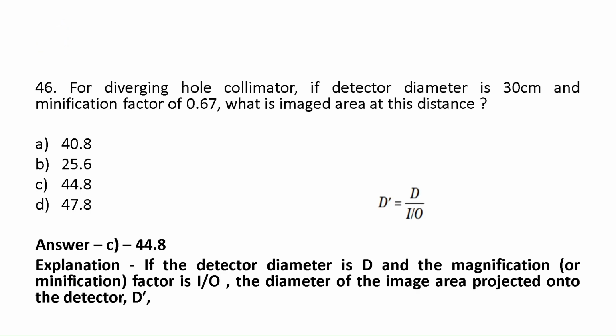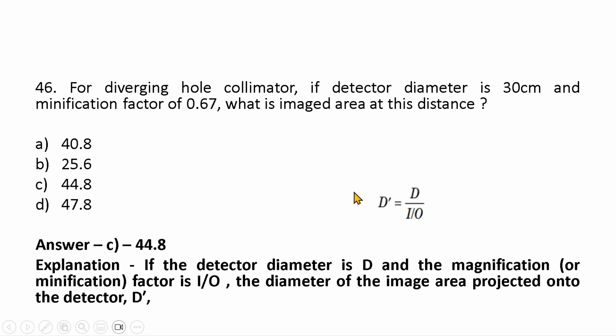Apart from magnification and minification factor, the other thing you need to remember for all the three collimators is the imaged area. What will be the new imaged area? The formula is: the new imaged area is equal to the previous diameter, what it actually had, divided by its minification or magnification factor depending upon the collimator.